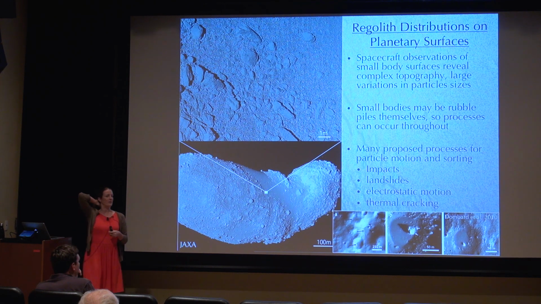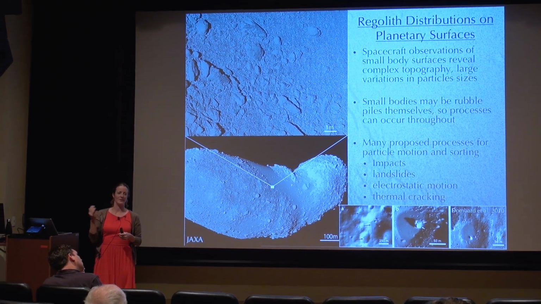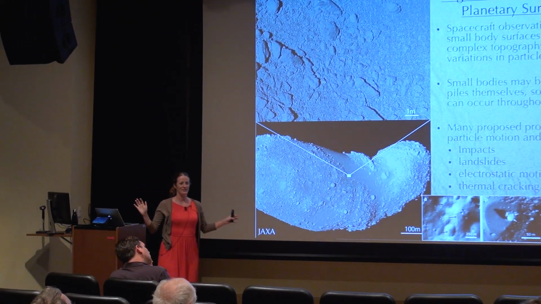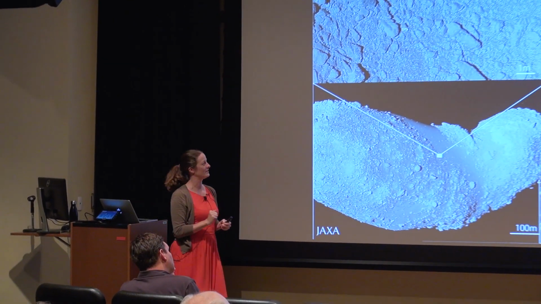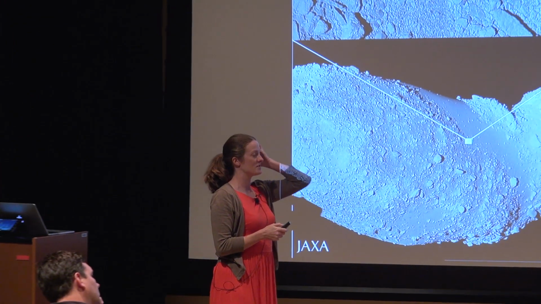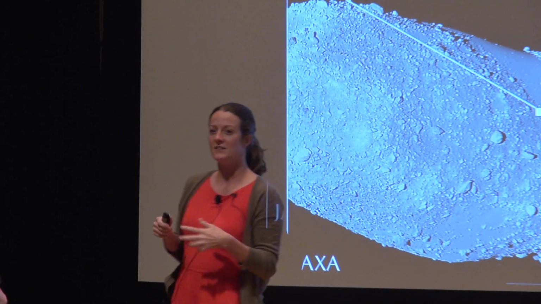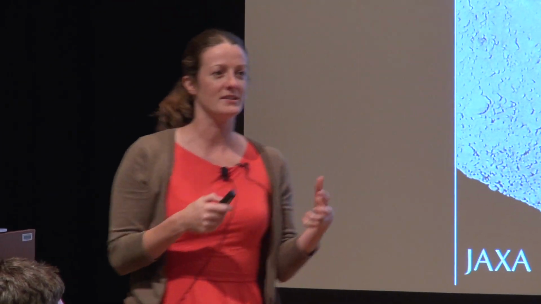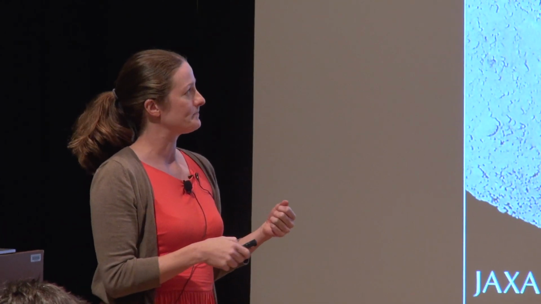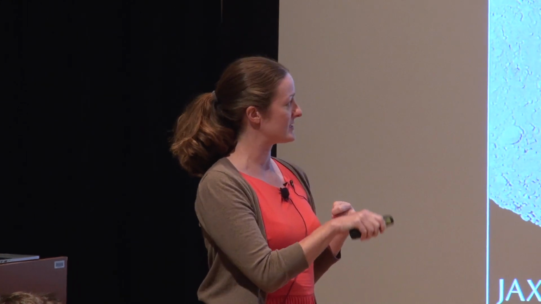So we have a lot of spacecraft observations, and we're getting more and more now. I'll show a couple in a minute that are exciting, hot off the presses images of asteroids. But we have a lot of spacecraft observations of these small body surfaces that tell us that they're very complex. They have these really dusty environments, and they're composed of lots of different sizes of things. And we actually think that a lot of asteroids, like this thing here, are what we call rubble piles.